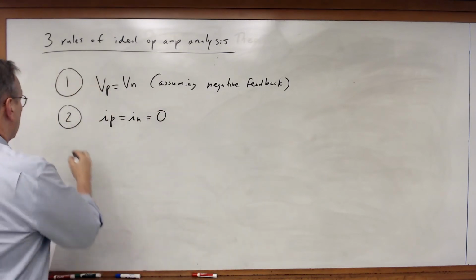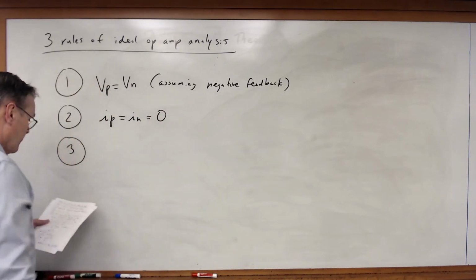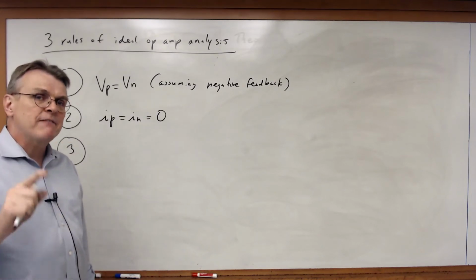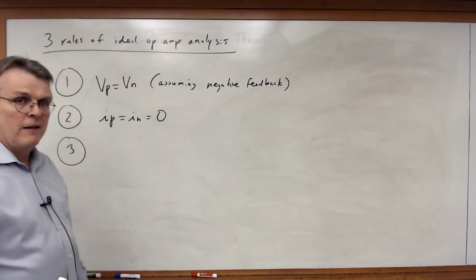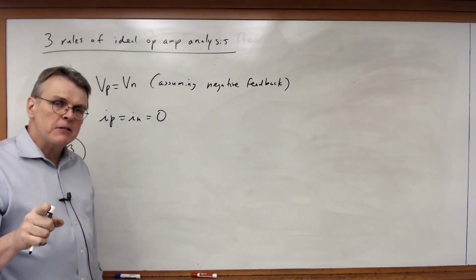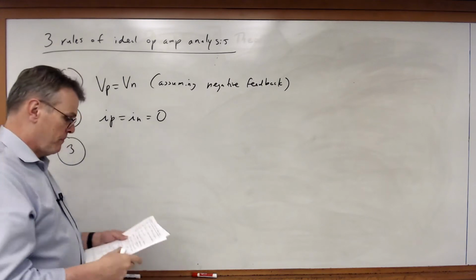Third rule, the output node of the op-amp is treated as if it were a dependent voltage source. Therefore, it's defined, and therefore we do not need a KCL equation for the output node.